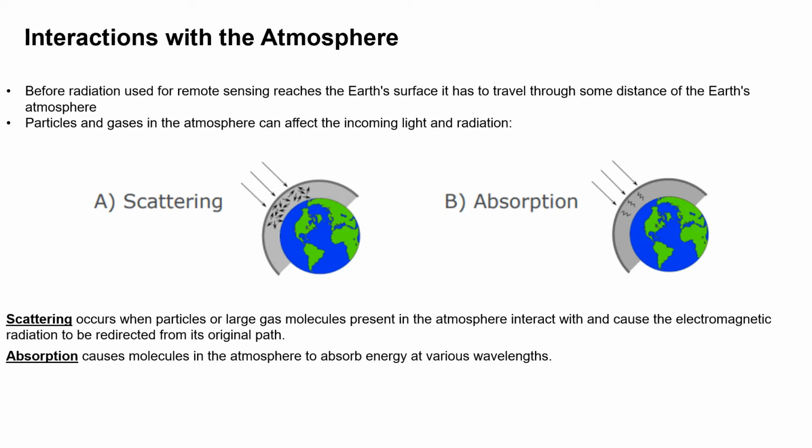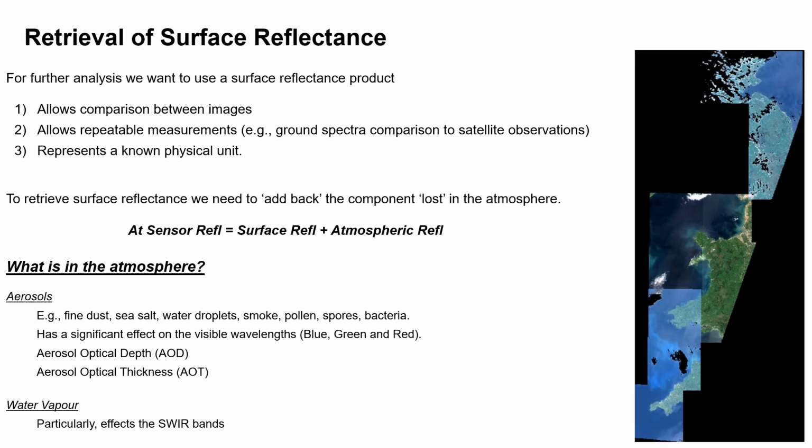Absorption causes molecules in the atmosphere to absorb energy at various wavelengths. For further analysis, we want to use a surface reflectance product in order to allow comparison between images, allow repeatable measurements, and represent a known physical unit. For this reason, to retrieve surface reflectance, we need to add back the component lost in the atmosphere.